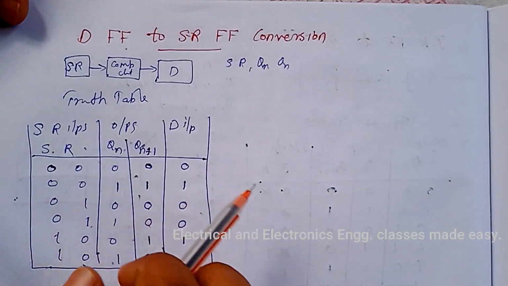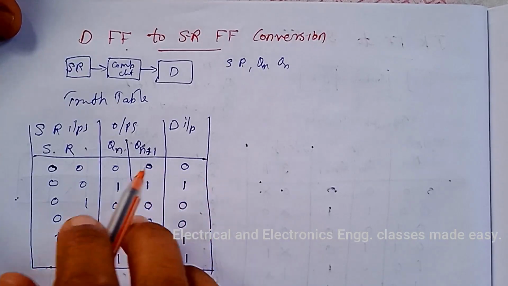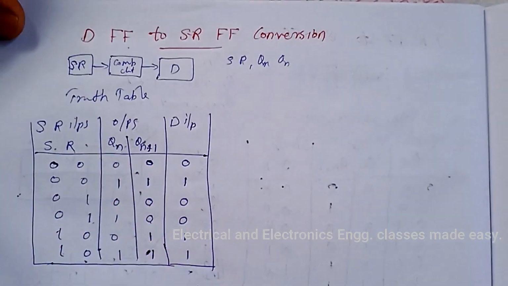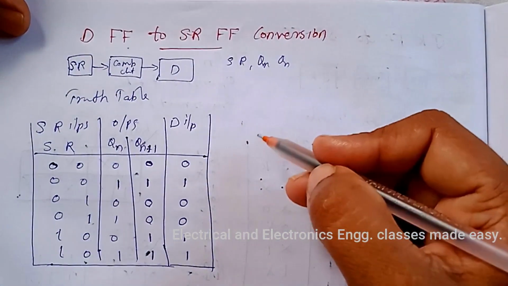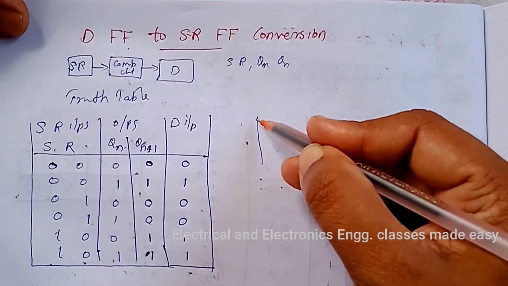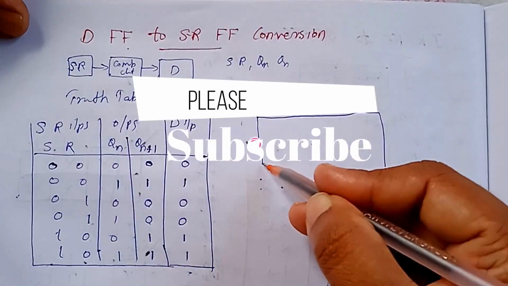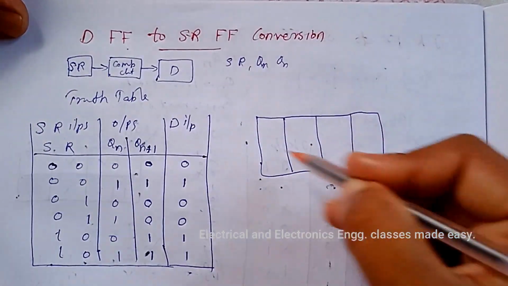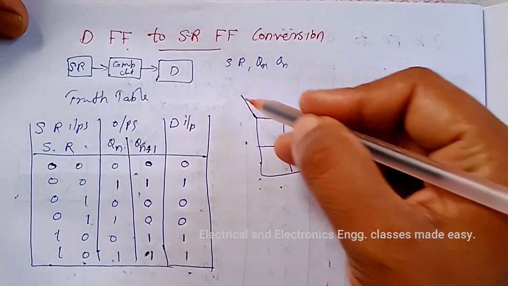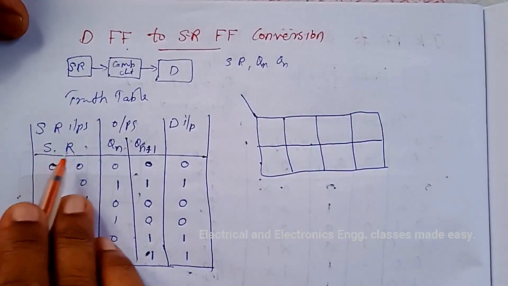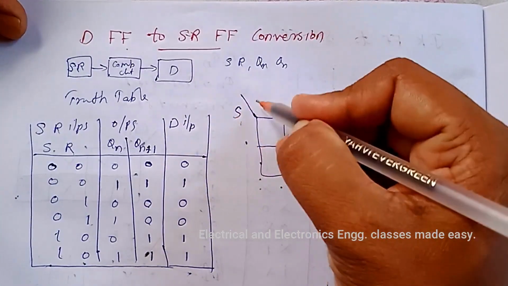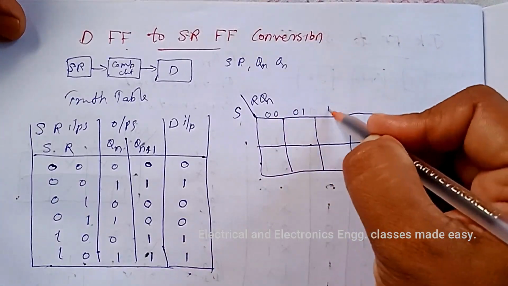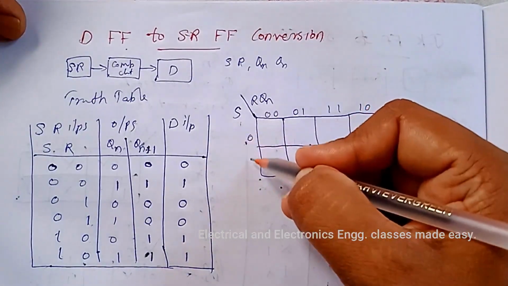Now we can realize using the K map. So there are 8 combinations, so we have to draw a 3 variable K map with 8 combinations. Inputs are S, R, Qn. 0 0 0 1 1 1 1 0, and 0 and 1 here.